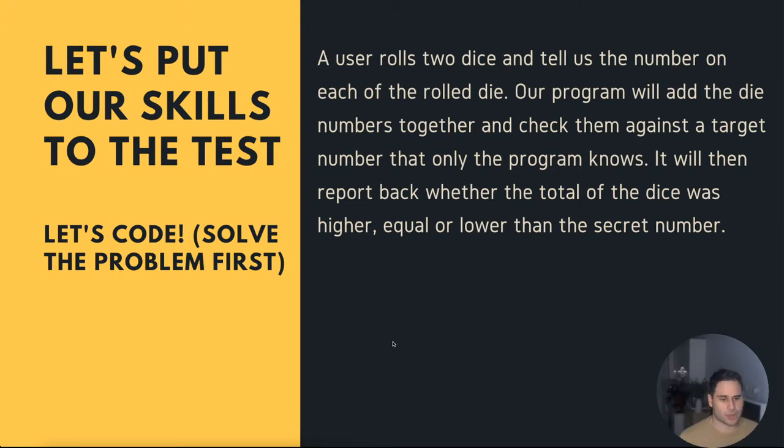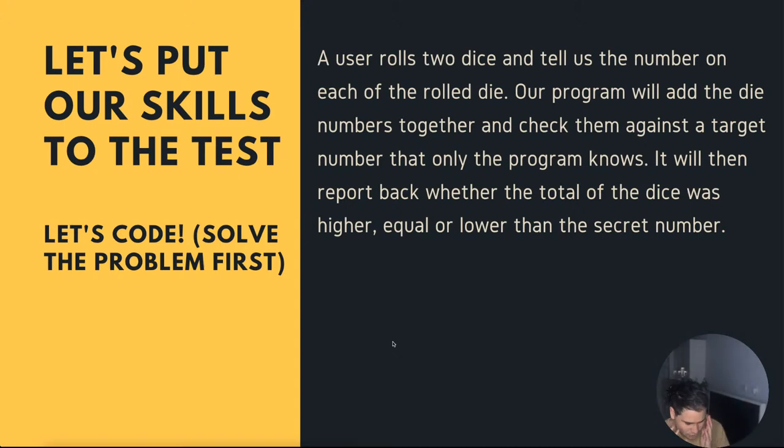All right, we're going to write a program together. A user rolls two dice and tells us the number on each of the rolled die. Our program, maybe you can write along in the next 20 minutes, is going to add the two numbers together and check them against a target number that only we know, only the program knows. It will then report back whether the total of the dice was higher, equal, or lower than the second number.